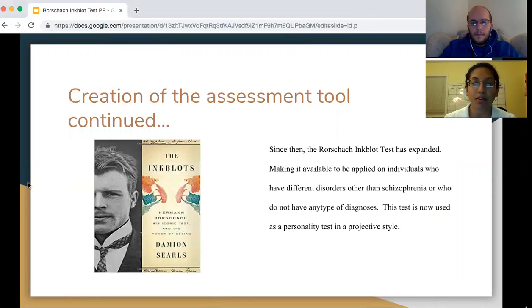Since then, the Rorschach Inkblot test has expanded, making it available to be applied on individuals who have different disorders other than schizophrenia or do not have any type of diagnosis. This test is now used as a personality test in a projective style.